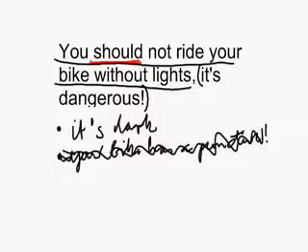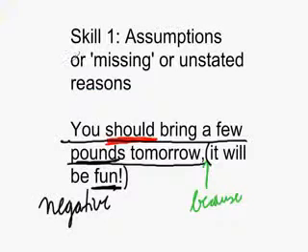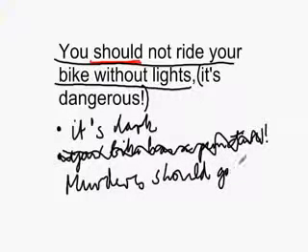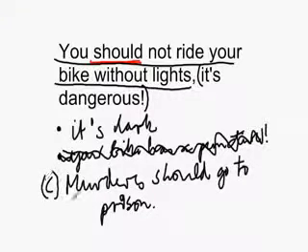Okay, so going back to the beginning, assumptions are missing or unstated reasons. Sometimes you can even have them without reasons at all. For example, if I said murderers should go to prison, then people, if they agree with it, you can assume certain reasons. For example, murderers have done something wrong, and doing something wrong means you should go to prison.